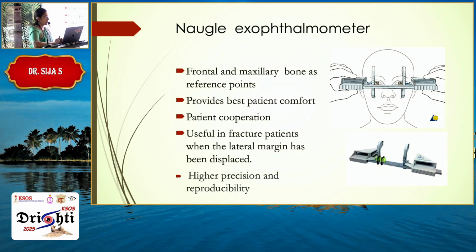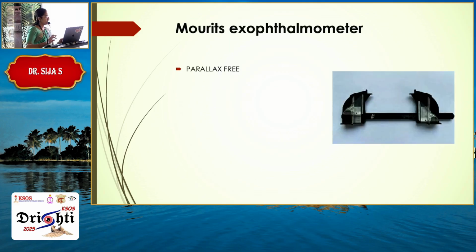The other one is the Nagel's exophthalmometer. Here the frontal and maxillary bones are taken as a reference point, and it gives better patient comfort and cooperation. It's especially useful in cases with facial asymmetry and trauma patients where the lateral orbital margin will be disrupted. It gives better precision and reproducibility. Another one is the Moritz exophthalmometer, which consists of prisms and is said to be parallax free.